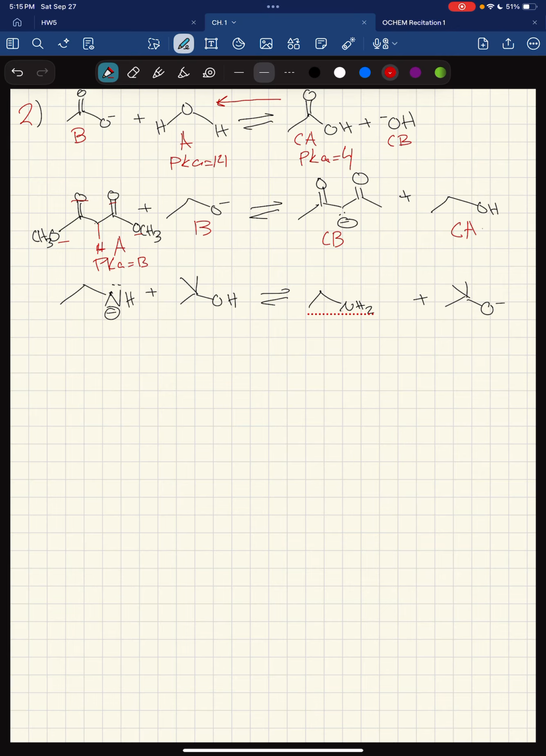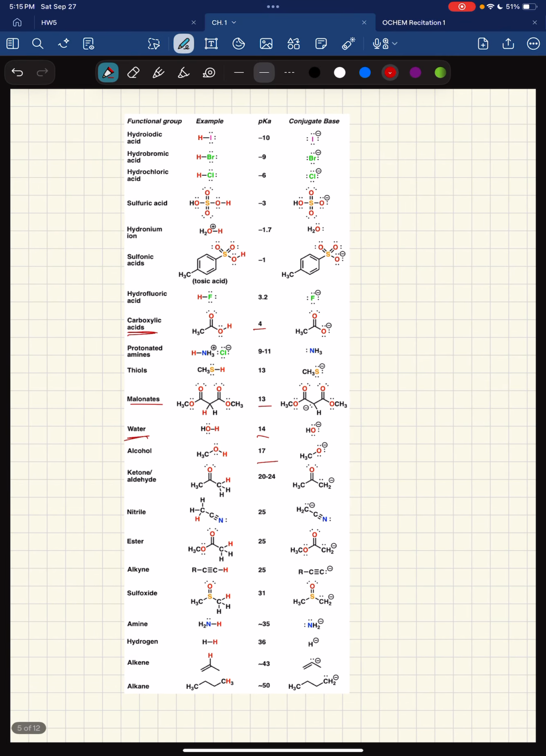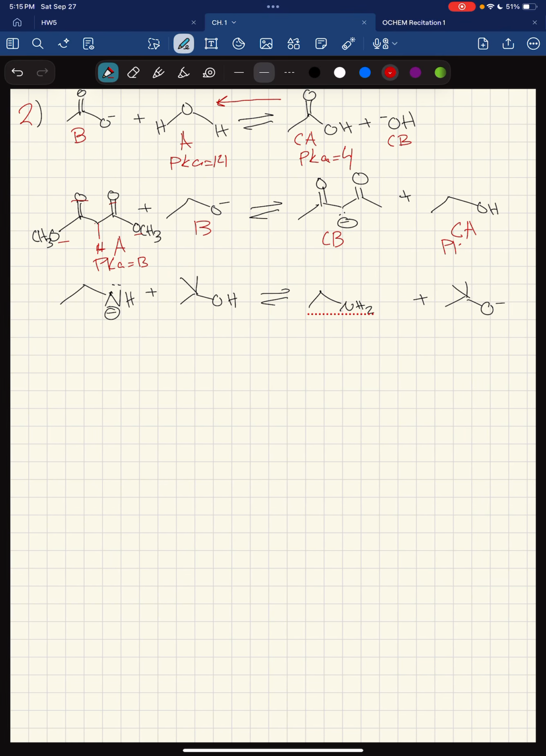And then the conjugate acid has a pKa of 17, which means that this is a stronger acid than this one, so it's going to lie towards the weaker acid. Equilibrium will be to the right. All right, and then this one. I'm not going to use the pKa table for this one.